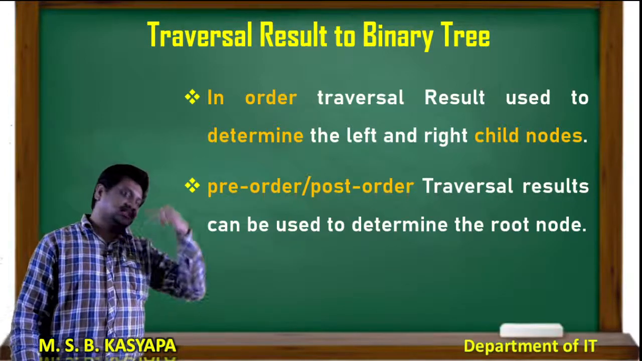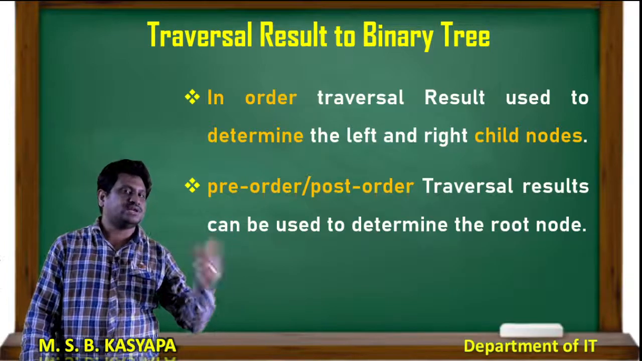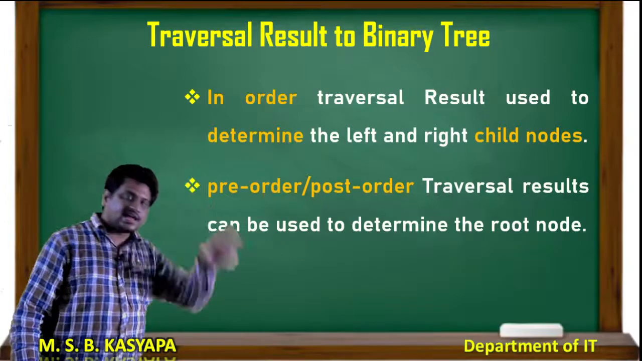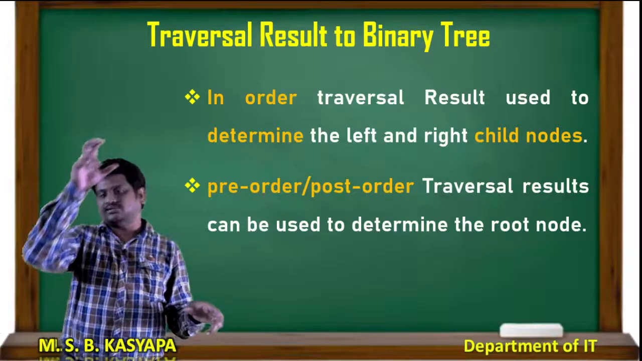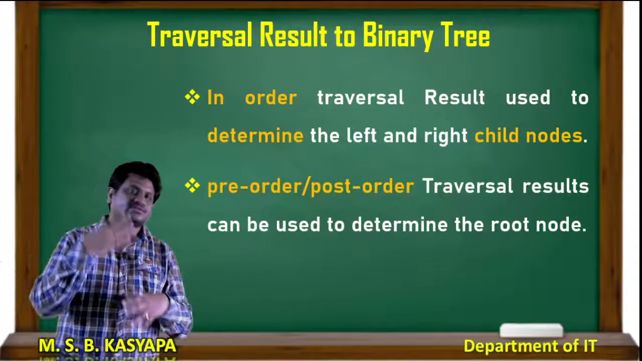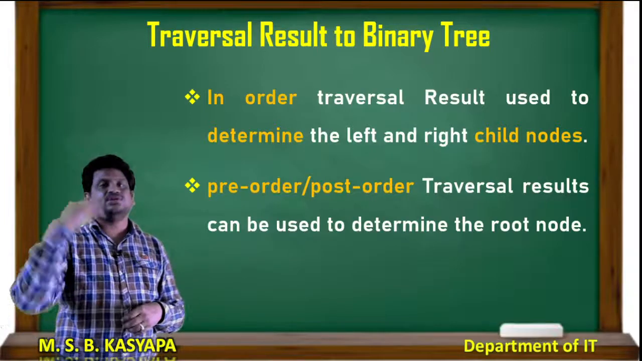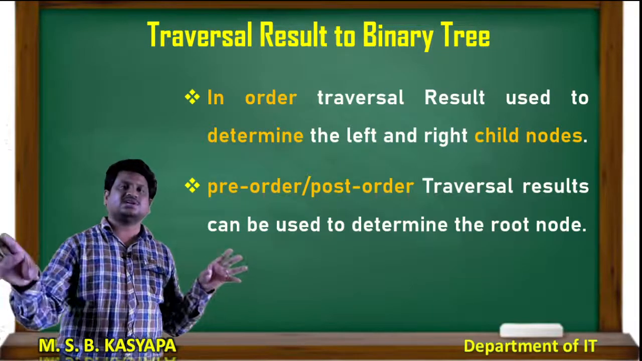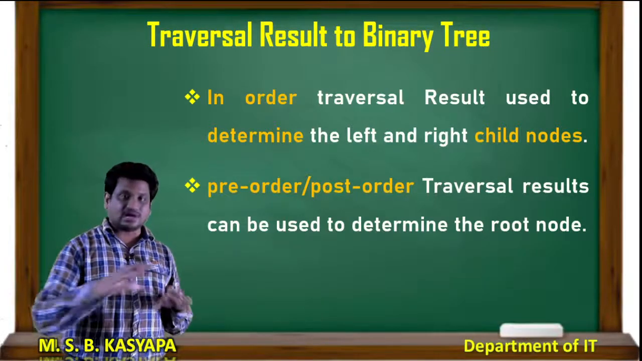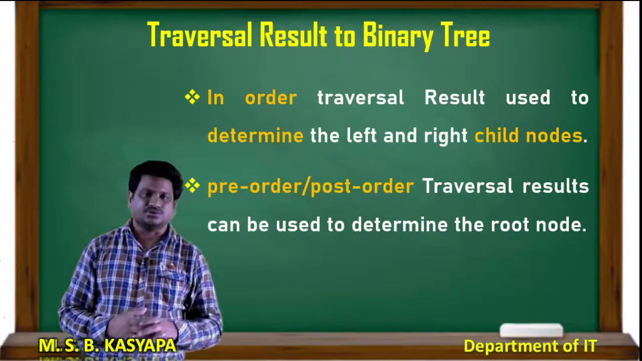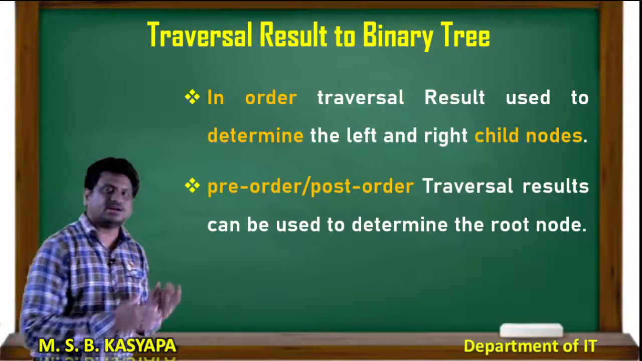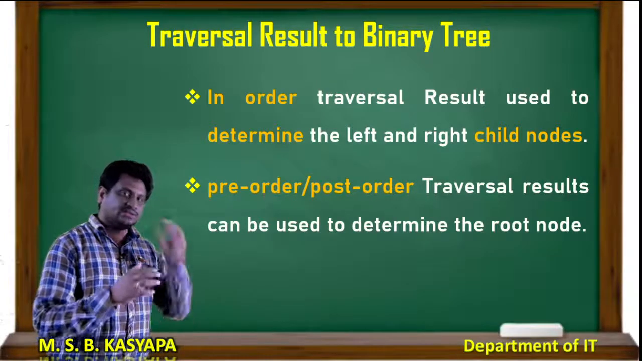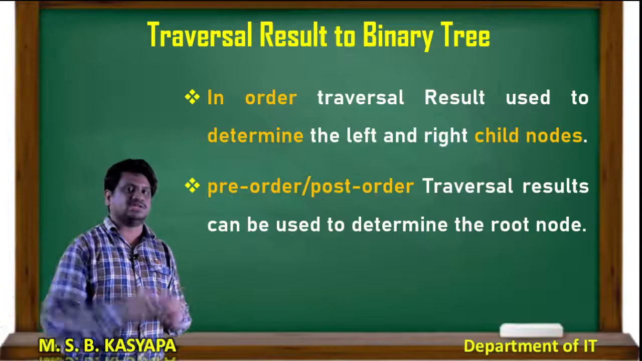The same thing goes for post-order. In post-order, first I search the entire left subtree, then the entire right subtree, then the root node. So in post-order, the last element I visit is the root node. So pre-order and post-order determine the root node: in pre-order the first element, in post-order the last element.